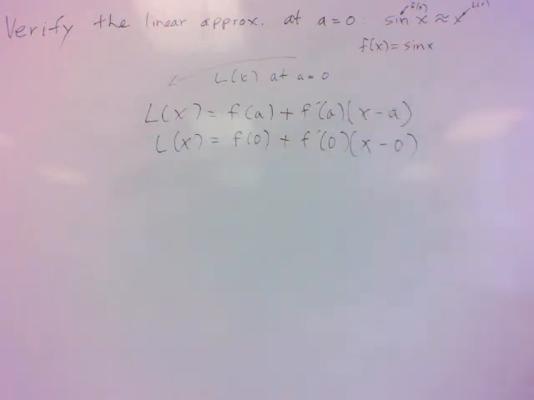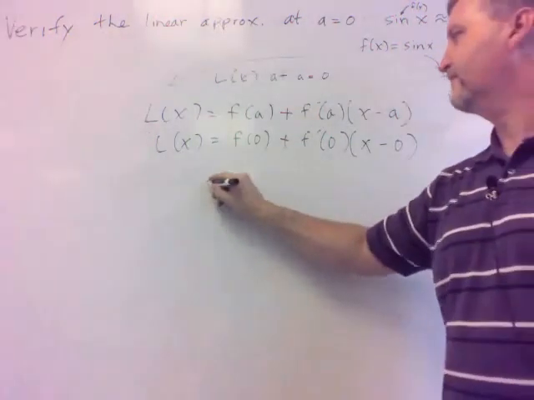All right, well, f of 0 is easy. What is f of 0? F of 0 will be sine of 0. And we all know and love sine of 0, don't we? Because what's the sine of 0? 0. Okay. F of 0 is 0. So we've got L of x equals 0.